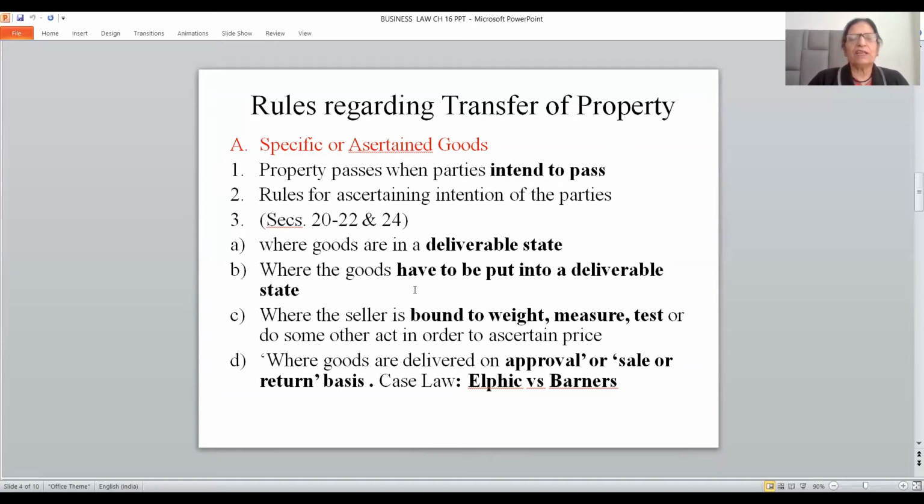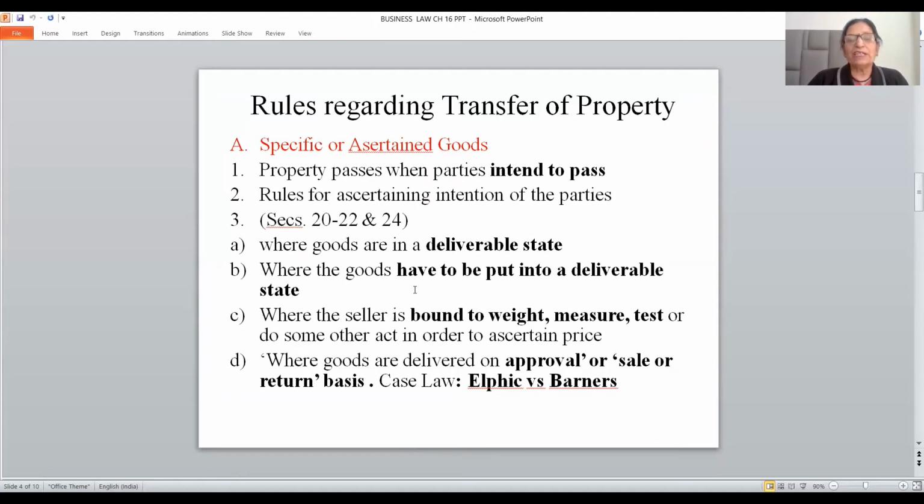Now, the third point is where the seller is bound to weigh or measure or test or do some other act in order to ascertain the price. Say cotton is lying in the godown, but cotton has to be inserted into bales. Bales are to be made. Or a quantity of rice is lying in the tins, and now it has to be measured in order to ascertain the price. The moment the weighing is done or the quantity has been measured, it has been inserted into the boxes or tins or packets, and the seller has informed the buyer thereof, at that very moment, the ownership shall pass from the seller to the buyer.